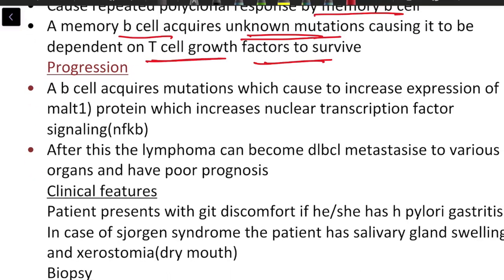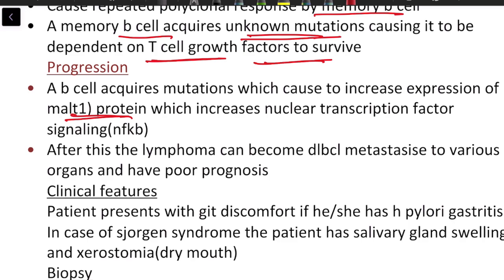The B cell acquires even more mutations, which causes it to express a MALT1 protein. Now the MALT1 protein is the protein which increases the signaling of nuclear transcription factor. Now the nuclear transcription factor is the factor which causes expression of cytokines or growth factors from the B cell, and these growth factors help the B cell to multiply and proliferate. So it does not need a T cell now. It does not need the growth factors of T cell.